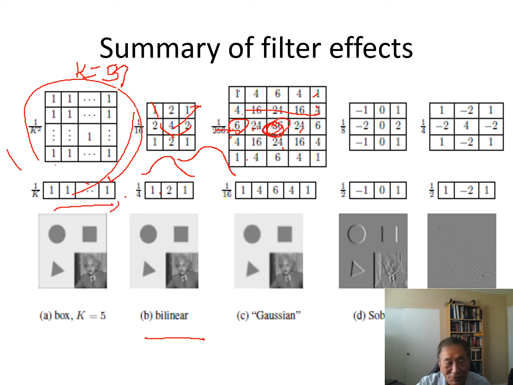So the center value is the highest, so highest contribution, and the rest of them is less. The farther away, the less it contributes. So the total number, you add up: that one is already the 16, and this is 16, and then this one will be 4 times 16, that is the 64. Things like that. You add them all, and that becomes a total of 256. So you've got to normalize it back to the original scale.